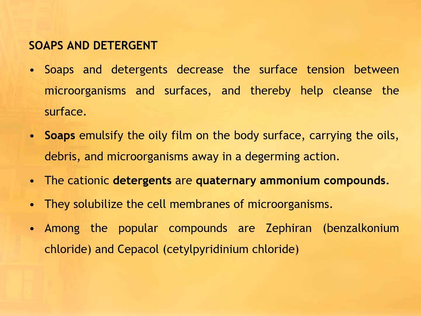Soaps and detergents. Soaps and detergents decrease the surface tension between microorganisms and surfaces and thereby help cleanse the surface. Soaps emulsify the oily film on the body surface, carrying the oils, debris and microorganisms away in a degerming action. The cationic detergents are quaternary ammonium compounds. They solubilize the cell membranes of microorganisms. Among the popular compounds are zephiran and cetavlon.